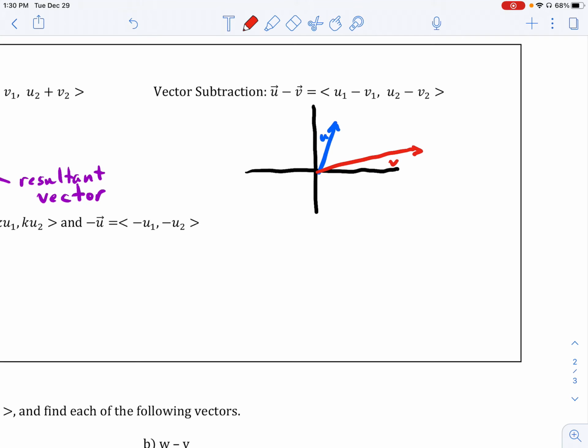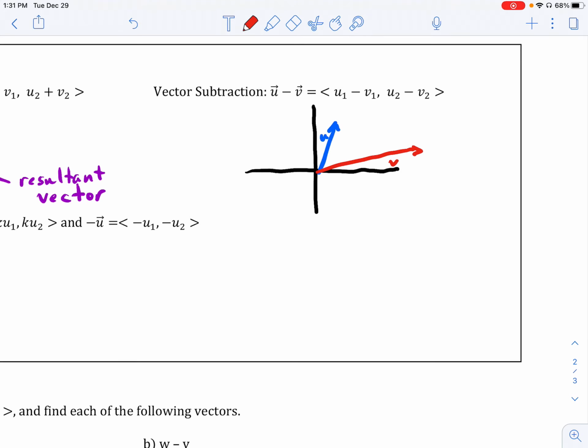Now, what we're going to do when we draw vector subtraction, again, mathematically, to find the resultant vector, you can just go ahead and you can subtract your x components and subtract your y components. And that end result will give you the component form of your resultant vector. And I'll do an example of this in just a few minutes. But graphically, what does that look like?